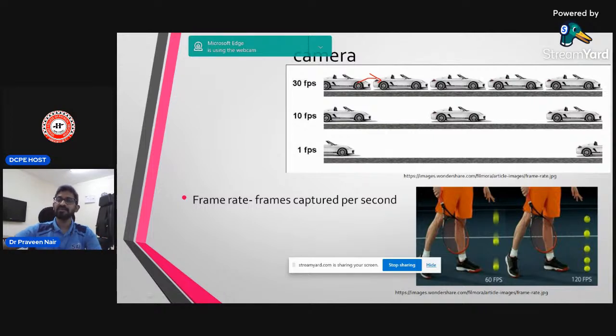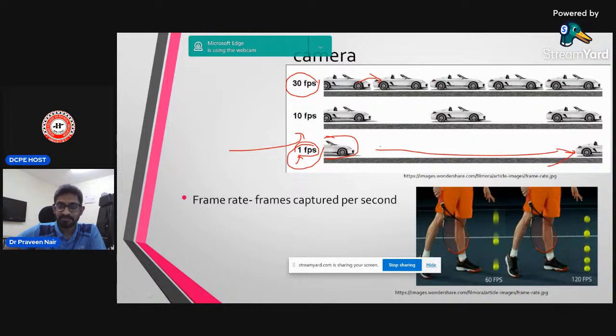In simple words, this figure depicts the difference between lower frame rates and higher frame rates. In this figure, 1 frame per second, 10 frames per second, and 30 frames per second are depicted. You can see that if I use a 1 frame per second camera, at a particular instant I can see this car, but by the time I go to the next frame, you will see that the car is far away. So this is the information I am losing.